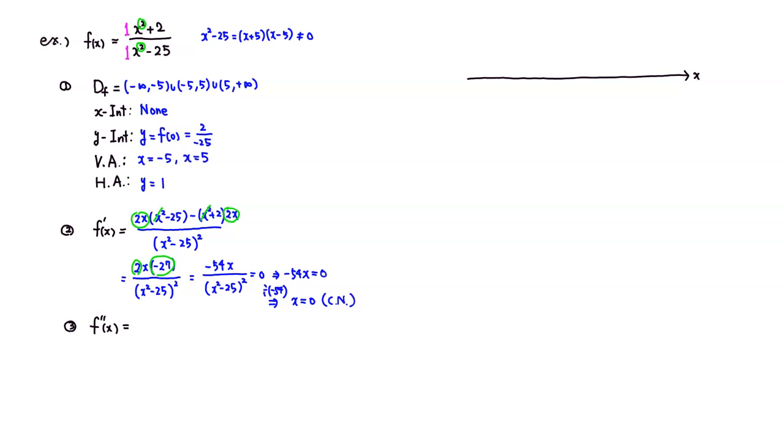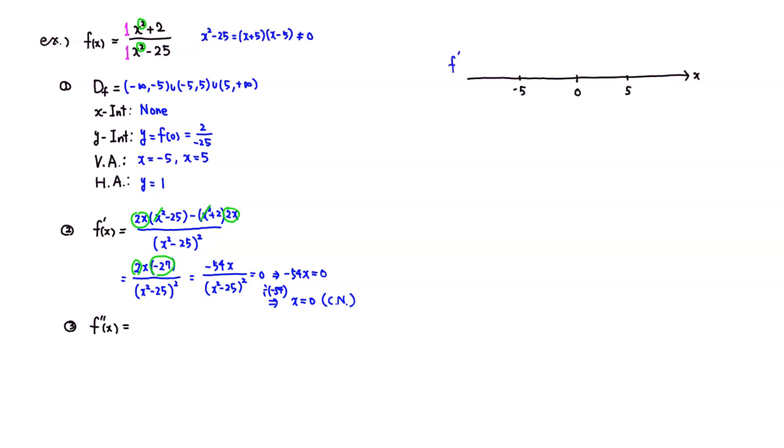So I'm going to put a tick mark at 0. And also the domain excludes negative 5 and positive 5, so we're going to put those two. So you have a negative 5 there, and then we have a positive 5 there. Right? Then we just have to look at the sign of the first derivative f prime.